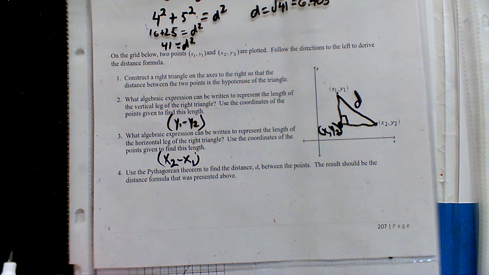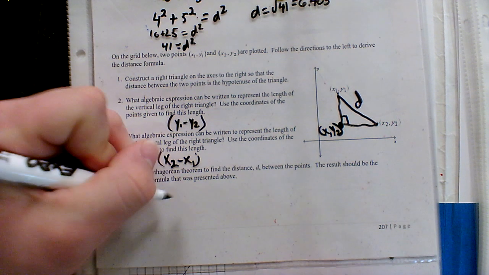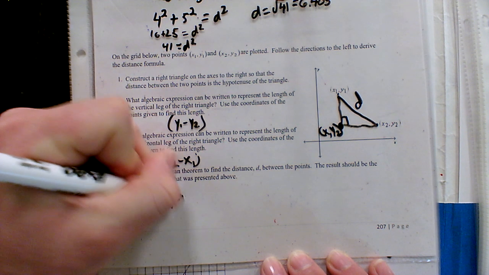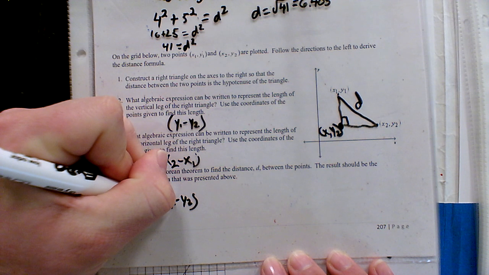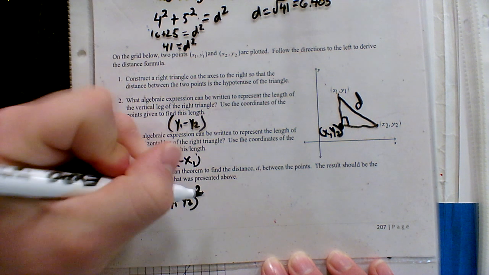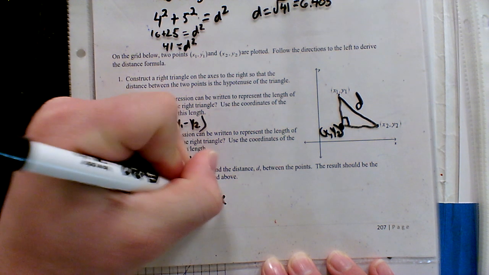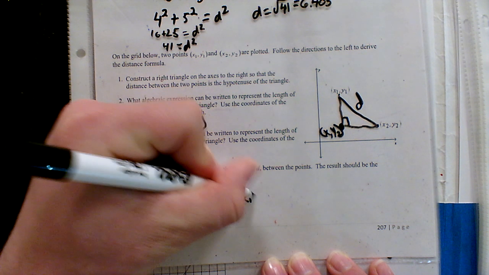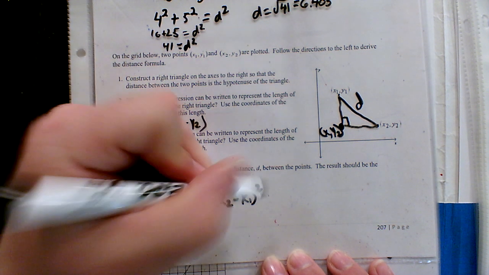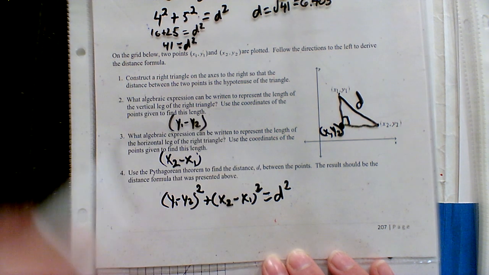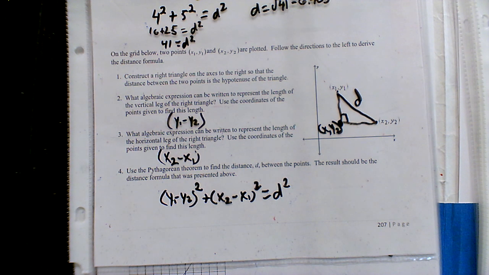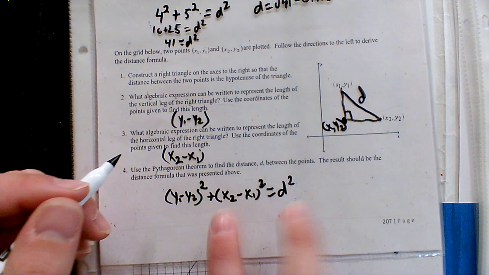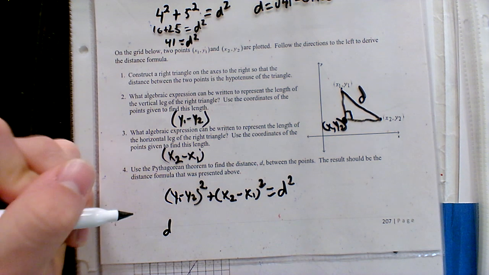Alright, so now use the Pythagorean theorem to find the distance d between the points. The result should be the distance formula that was presented above. So, we have y1 minus y2 squared, plus x2 minus x1 squared equals the distance squared. So a squared plus b squared equals c squared. And I'm going to flip these around just so we have it solved for d.